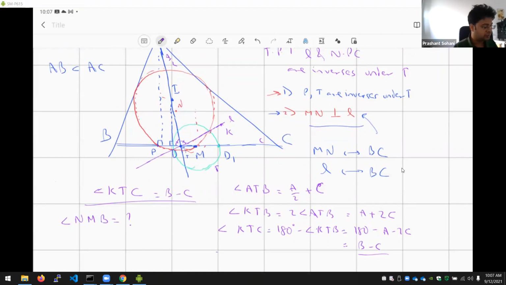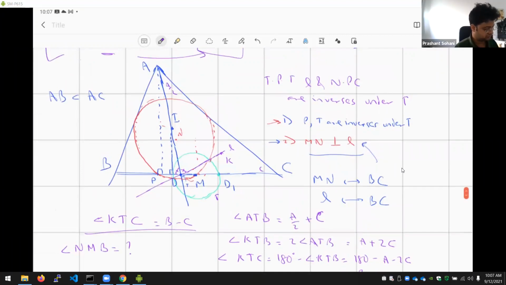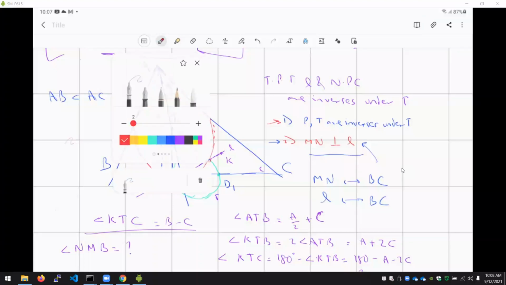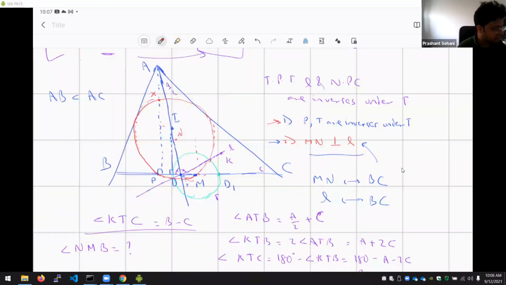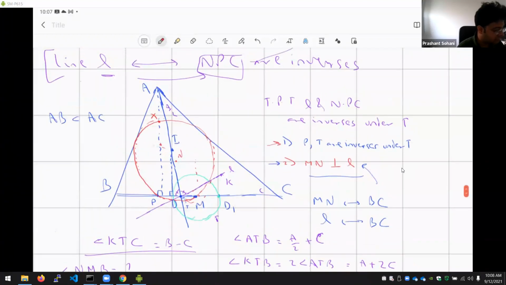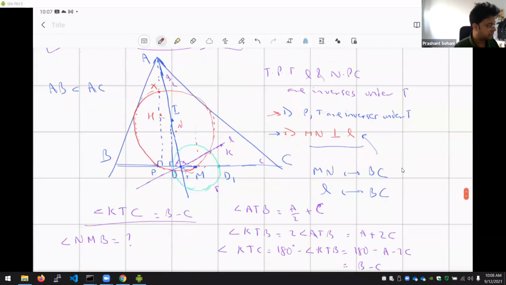So what is the diametrically opposite point of M on the 9-point circle? X, right? It's the midpoint related to the orthocenter, so if I call H the orthocenter, then X is the midpoint of AH. So basically, instead of talking about angle NMB, I can also talk about angle XNB, the angle formed by XN with the line BC.